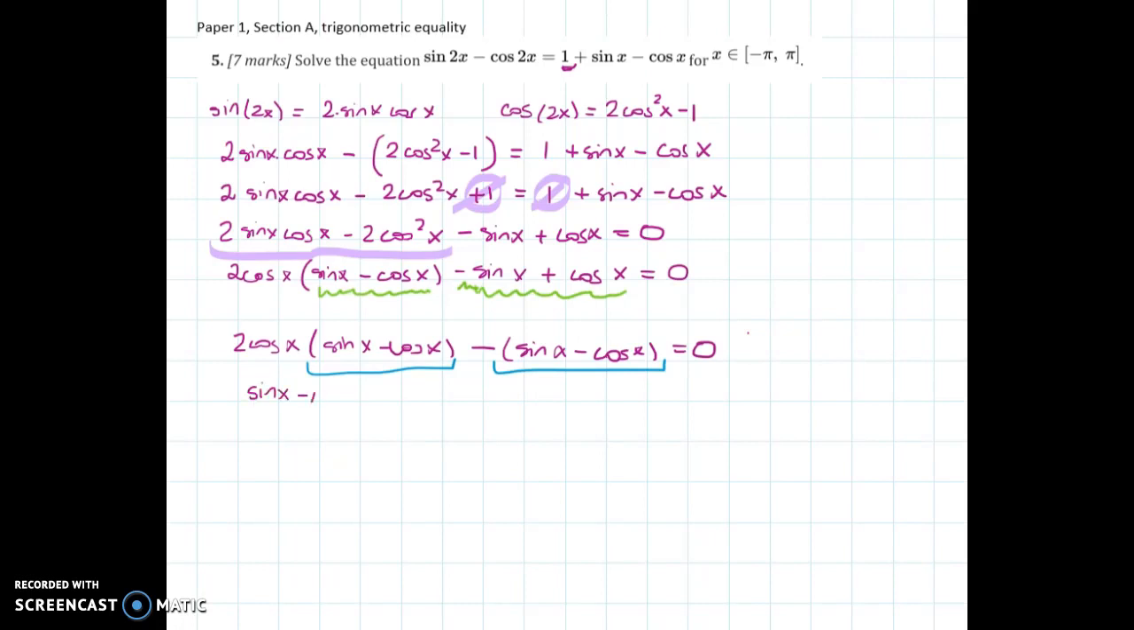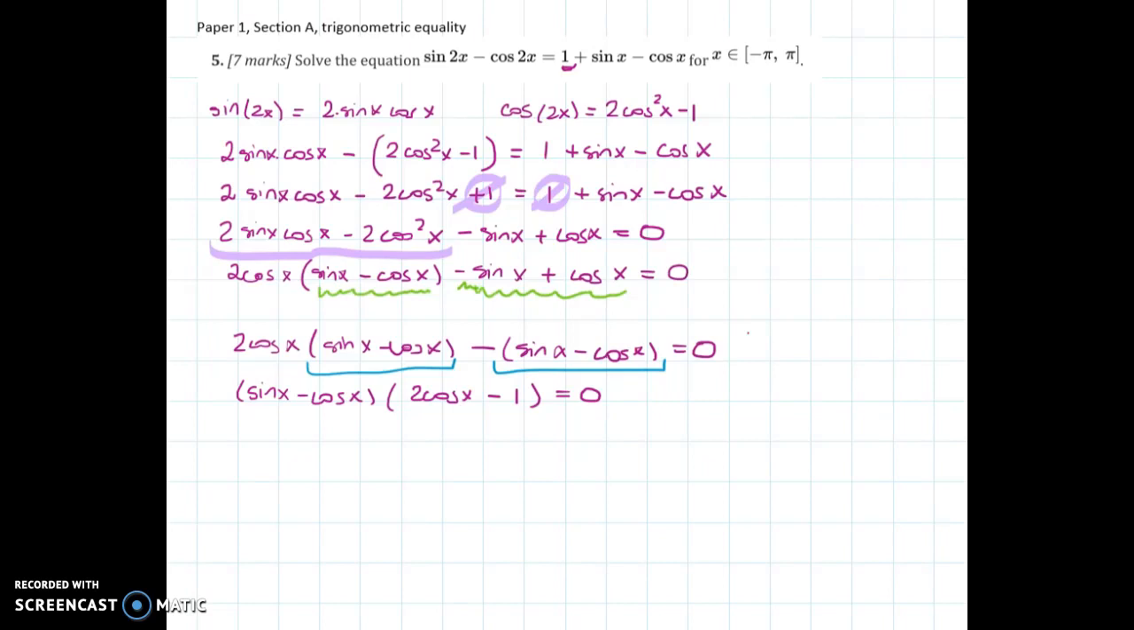So sine of x minus cosine of x times, from the first term we have 2 times cosine of x, from the second we have minus 1 is equal to 0. So let's go back 1 second. What did we do? We used the double angle identities and we rearranged a bit, simplifying the plus 1s we had over there, and then we factorized our expression.